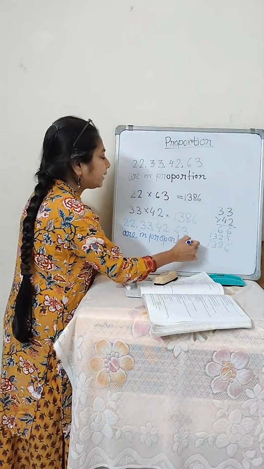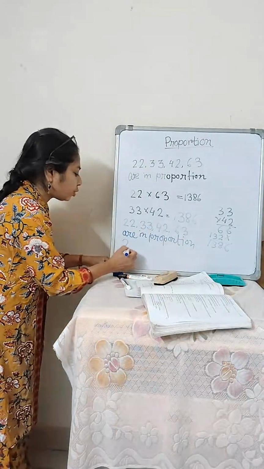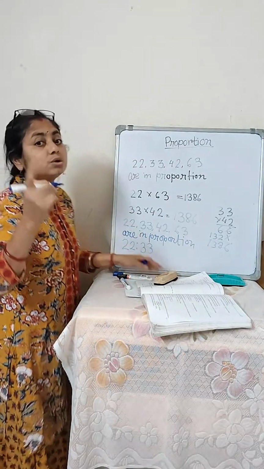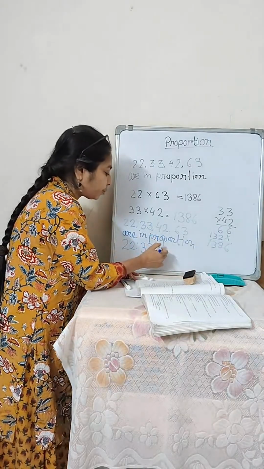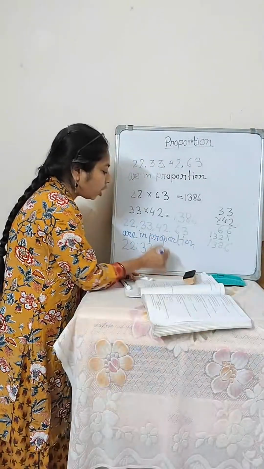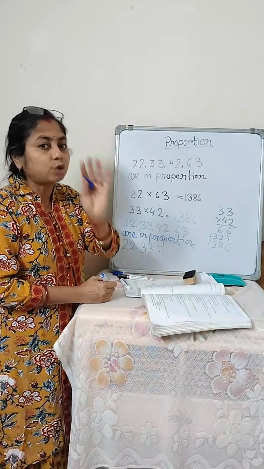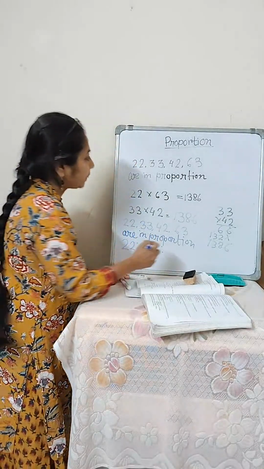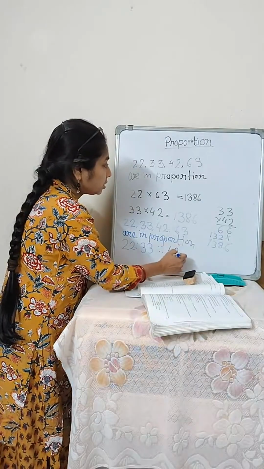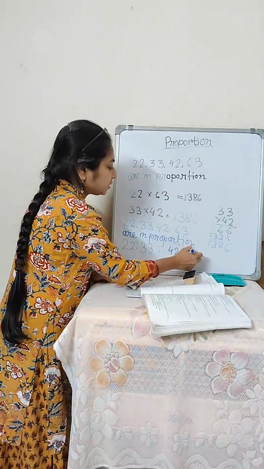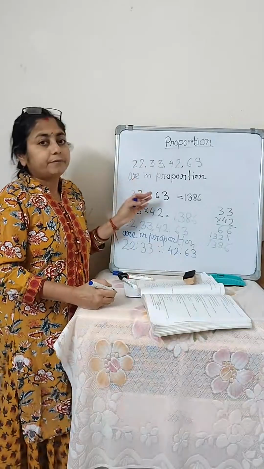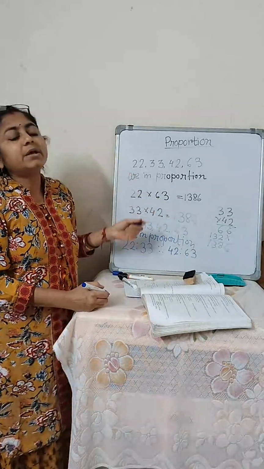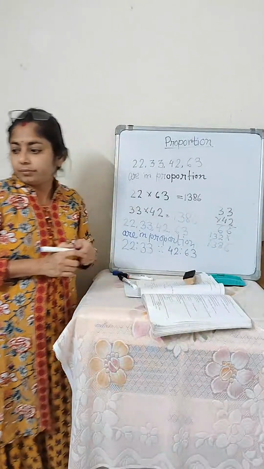Now how can I write it? I can write 22 is to 33, and I use the proportion sign. What is the proportion sign? Four dots. Okay? The ratio sign is two dots, and the proportion sign is four dots. 42 is to 63. First you check whether it is a proportion or not. Okay? Please copy the maths from the board.